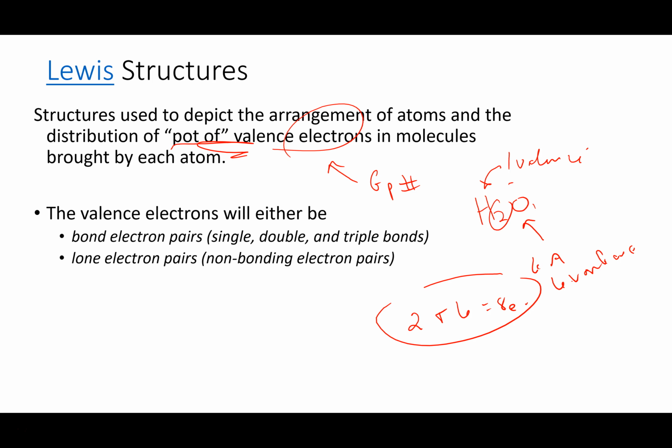And then on our Lewis structures, remember we're going to see single bonds, double bonds, and triple bonds. Single are 2 electrons, double are 4 electrons, and triple bonds are 6 electrons from our pot. If you see a dot dot, that's lone pair electrons, and they don't bond to anything, but they're important.